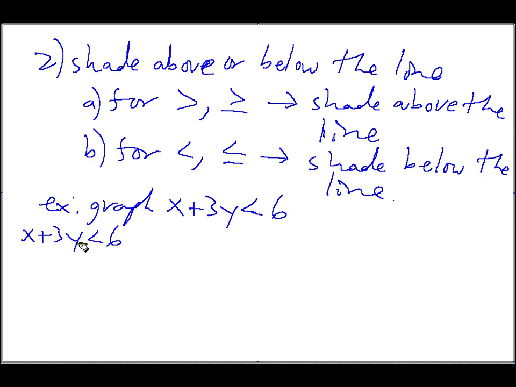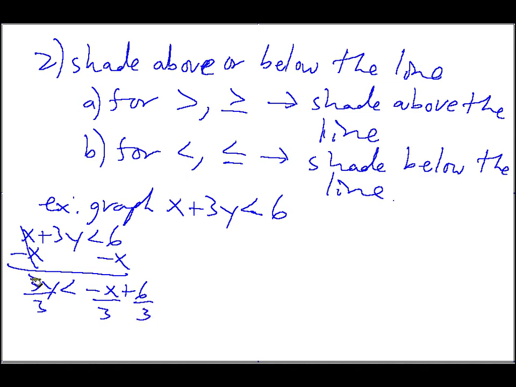Okay. So again, make sure we're sharp on algebra getting y by itself. So subtract x on both sides, and you've seen that before. 3y is less than negative x plus 6, right? The x term first, okay? 6 minus x, negative x plus 6. Divide everything by 3. Divide both sides by 3.